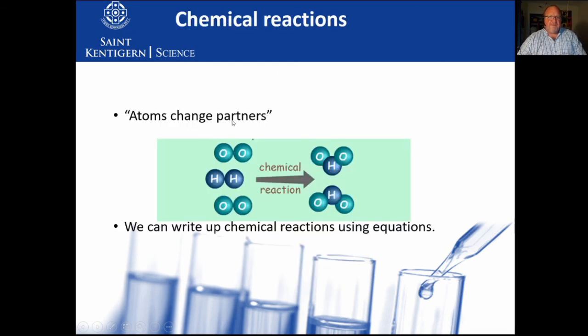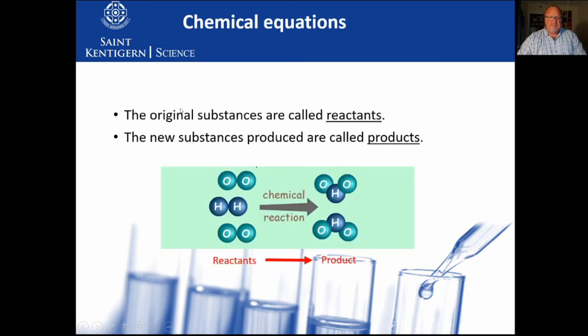Alright, so in chemical reactions the atoms, for instance, change partners. So in this case we have oxygen and we have hydrogen and oxygen, and they come together and form two molecules of water. So the original substances are called reactants. A reactant is something that's going to react. And when they react together they produce products. Okay, so we have products over there. So reactants and products. Please remember that in chemical equations. Reactants and products.